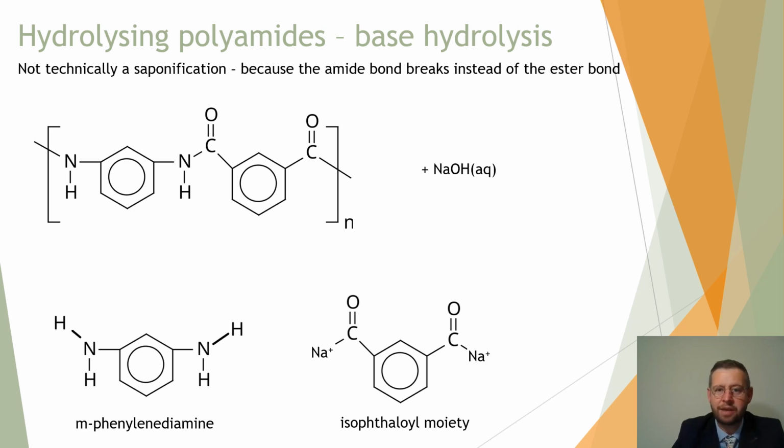Now, not a saponification, because we are not breaking an ester bond, we're breaking an amide bond. So you can see in between where the nitrogen and the carbon are bonded in the middle of this repeating unit, we're going to go after that. What is going to happen is that hydrogen is going to bond to the nitrogen, and that the sodium is going to go on and bond with the carbon. And so it's going to break there, and we end up with two chemicals that are almost impossible to pronounce, phenylene diamine and isophthaloyl moiety. What a strange name. But there we go. We can break this into two quite different monomers.